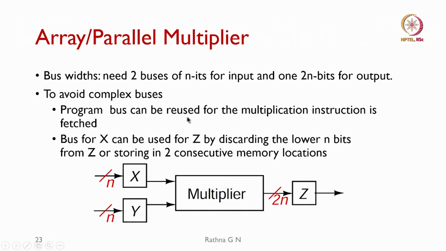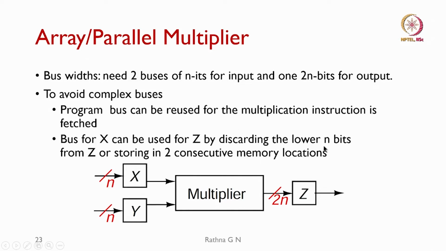The program bus can be reused for our multiplication instruction after fetching the instruction, and in most cases the coefficients we take can be pre-stored in the ROM, and then we can fetch them from the program bus. The bus for x can be used for z once we have used the input. So, I can use the same bus for my z.